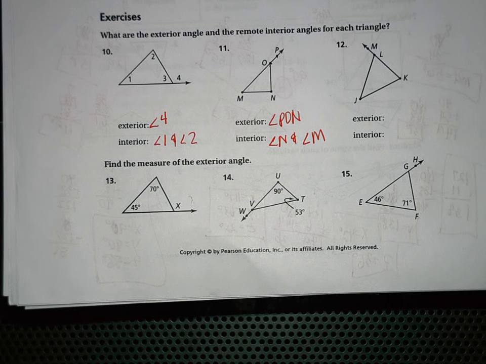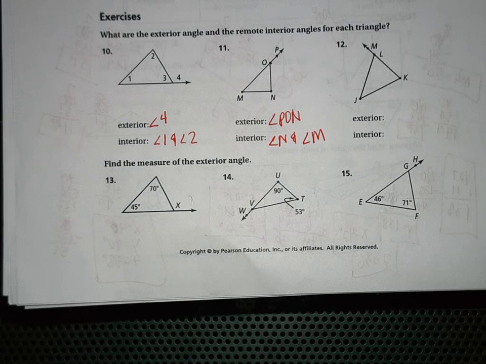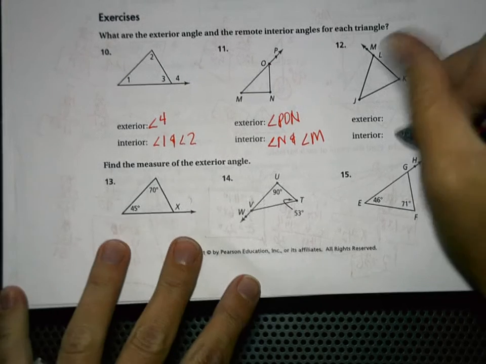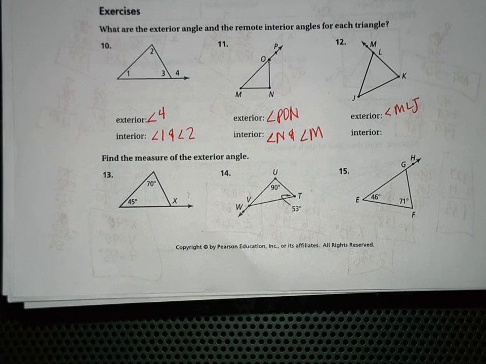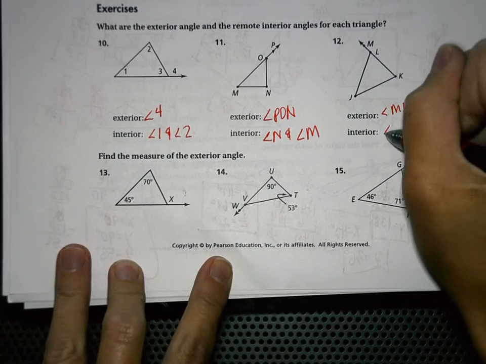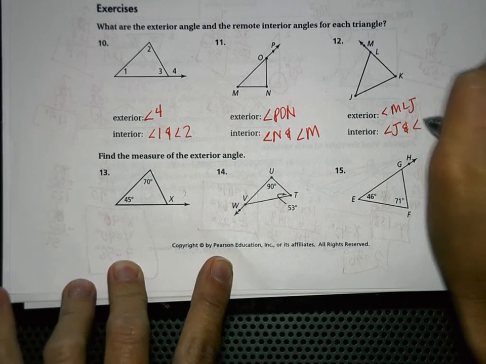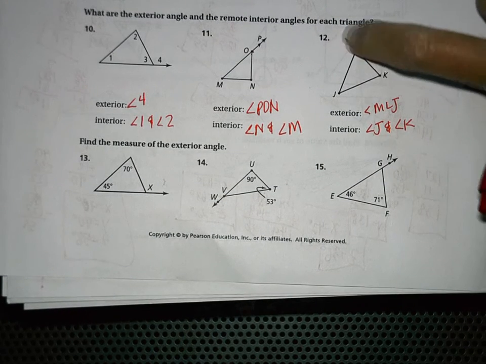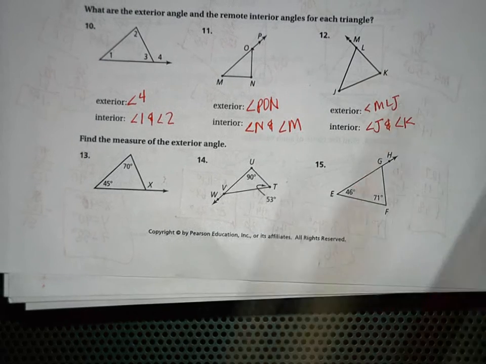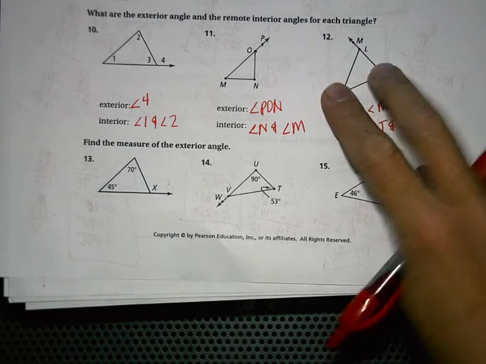Okay, so what is the exterior angle? MLJ? Okay, MLJ. Did anybody write that differently? You could write it JLM as well, right? Both of those work. Okay, what about the interior angles? Good, J and K. So these, remember, it can't be an angle that's on the same line. Okay, it has to be opposite for the interior. So these two add to be this outside angle.